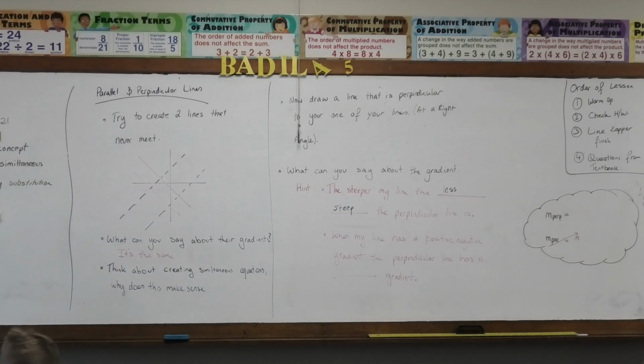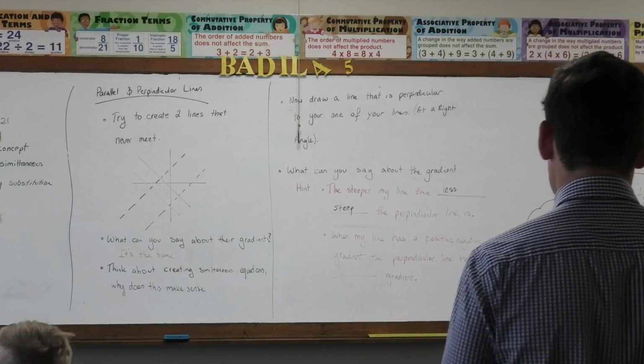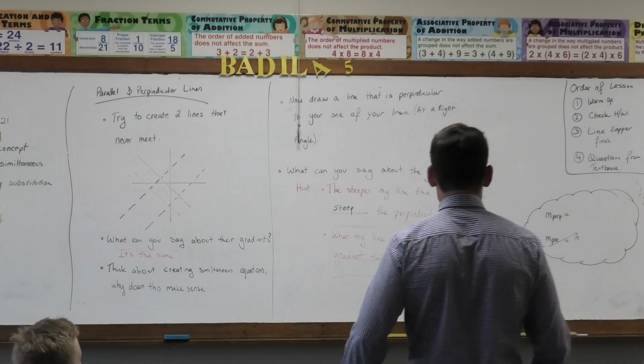Anyone think they've got it? What is m parallel? M parallel, m perpendicular. Gradient of the perpendicular, gradient of the parallel. No one's got it. Oh well, I'll just be having my chocolates all by myself.